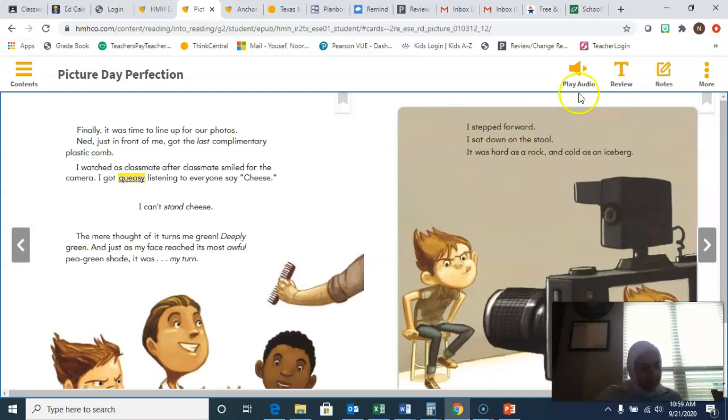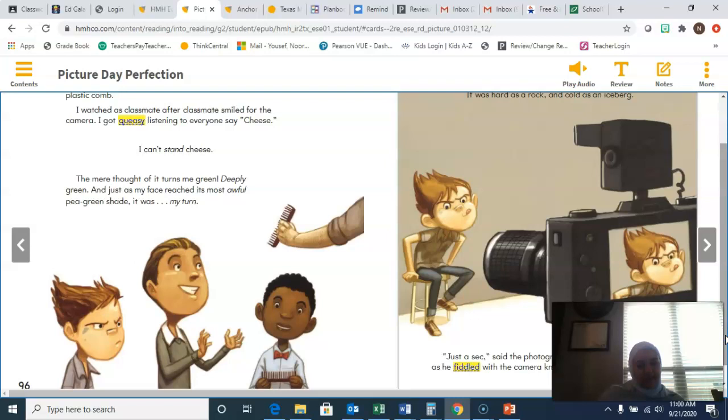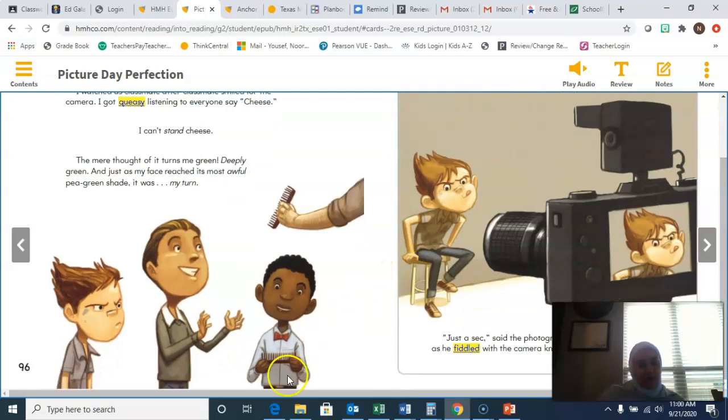All right, it says complimentary comb. What do you think that means? A complimentary plastic comb. Looking here, it looks like complimentary means for free, right? So he got the last free plastic comb. So obviously for sanitation reasons, they can't all use the same comb. Everybody uses a different complimentary comb. They give them free combs. But when it was his turn, there were no more combs left, right? So he had to take a picture with his messy hair.